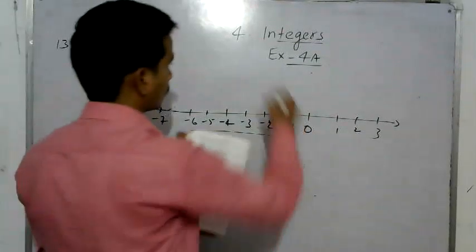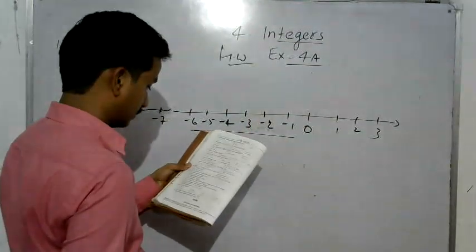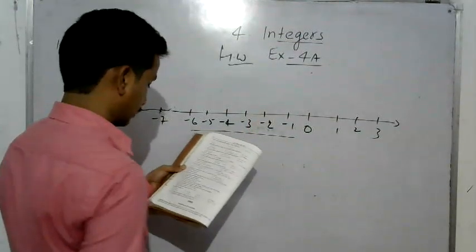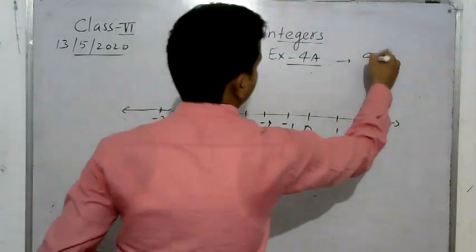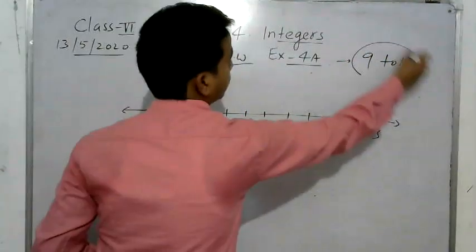So your today's homework will be exercise 4A, question number 9 to 30. 9 to 30. Okay, so completed.